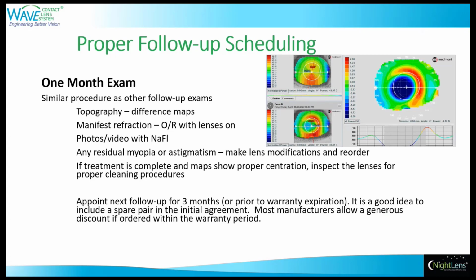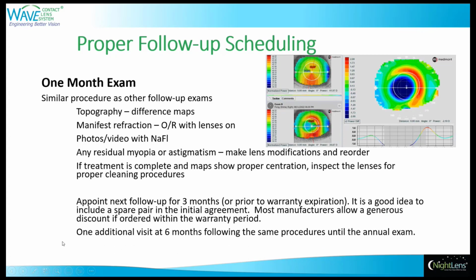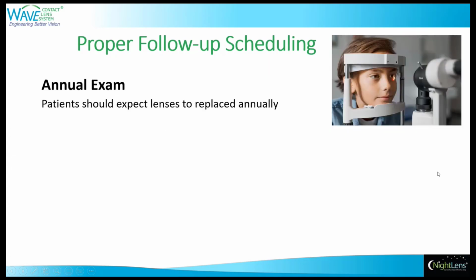Now, the warranty period starts the day that you order the lenses and ends 90 or 120 days after that date. So you have to be cognizant of when this warranty expires, and make sure that you can get that last change in, if necessary, before its expiration. So if everything is fine, one additional visit at the 6 month level, and you use the same procedures until the final or beginning year 2 annual exam.